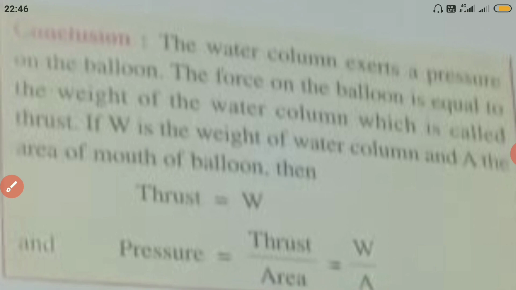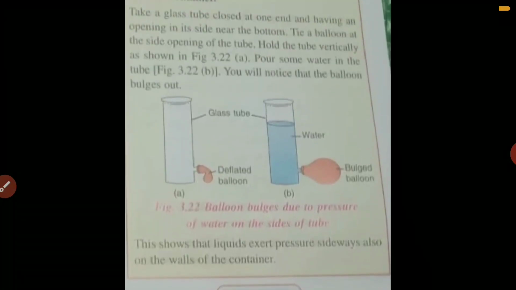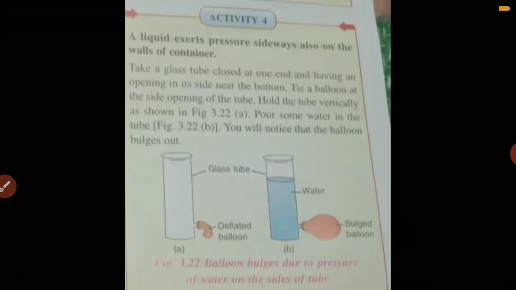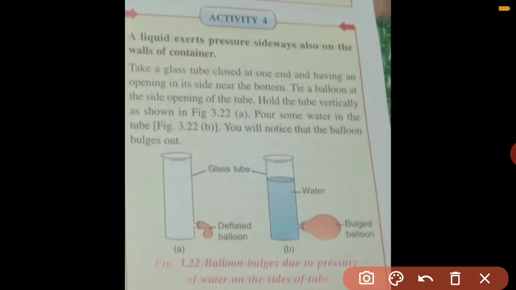If I go to the next slide, it is activity number 4. Please refer to your book again. A liquid exerts pressure sideways also on the walls of a container. A liquid can exert pressure on the sides of the container, as you have read in the first paragraph of liquid pressure. If you take a special container which has an opening with a balloon attached, and you pour some water in that container, what you'll observe is the balloon bulges again.